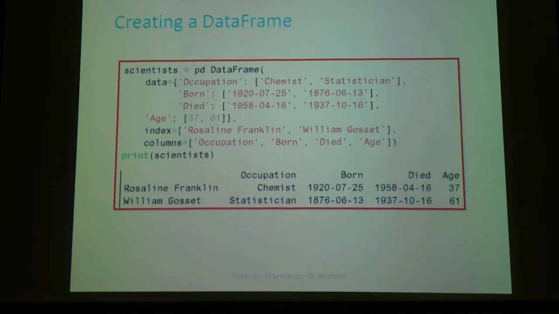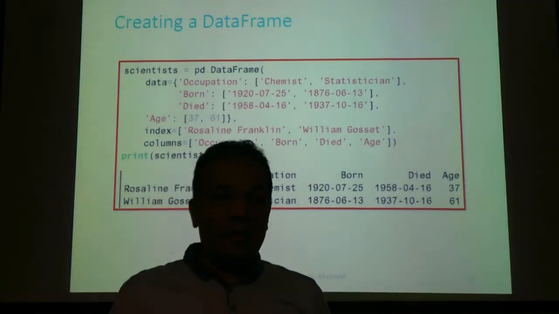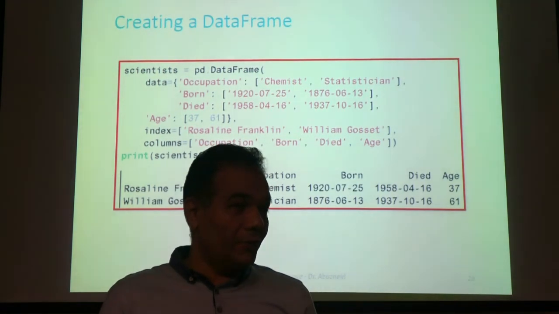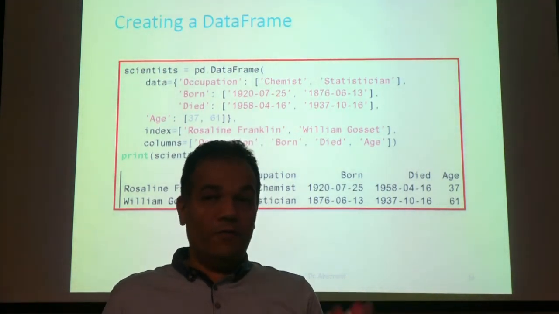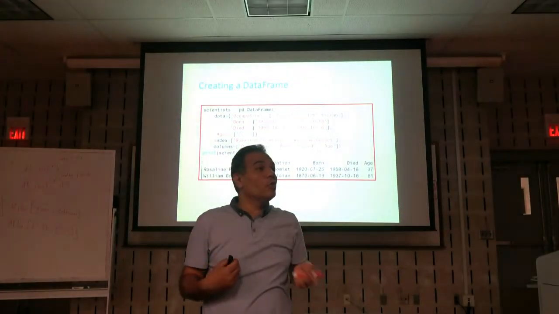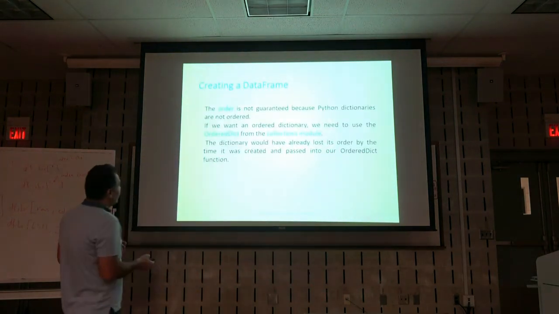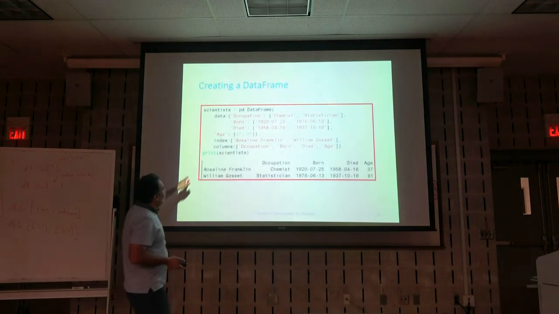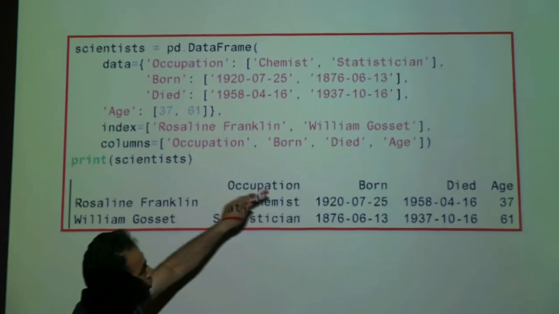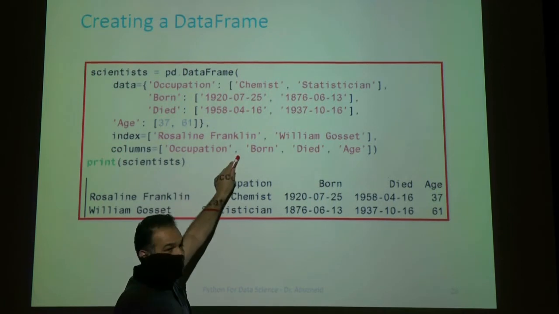The other thing is what we learned about dictionaries. When you create a dictionary, you can add values, but it's not ordered. So the order of the elements in your dictionary will not be preserved because it's not an ordered object. That's why, if I need it to be ordered, I have to specify the columns: occupation, born, died, so that's how it appeared. Occupation, born, died, age. Why are they in the same order? Because I put the order in here.